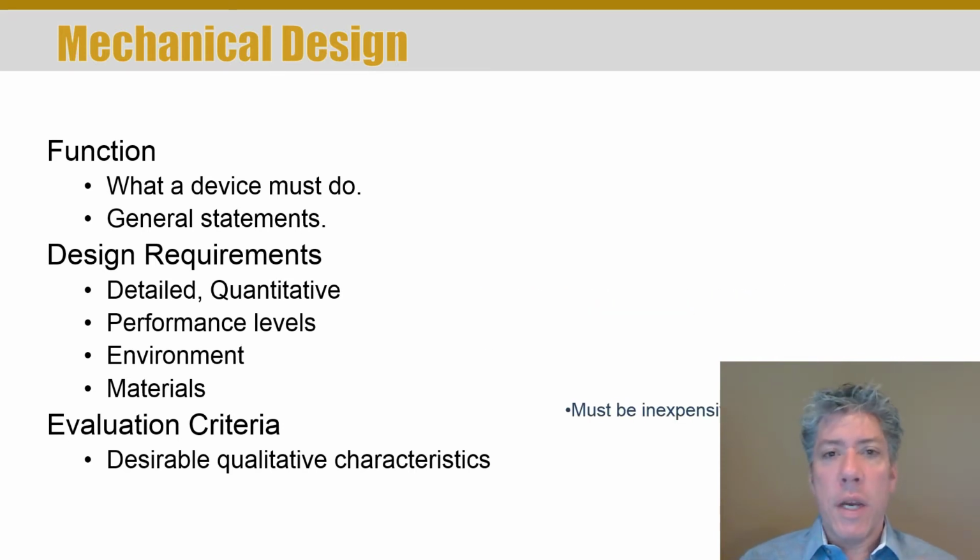And then the evaluation criteria are things that are desirable to have, ways that we're going to evaluate the design and decide whether or not it's a good design. So for example, must be inexpensive or must be aesthetically pleasing, must appear rugged. These are evaluation criteria that are important. The last one got me one time.